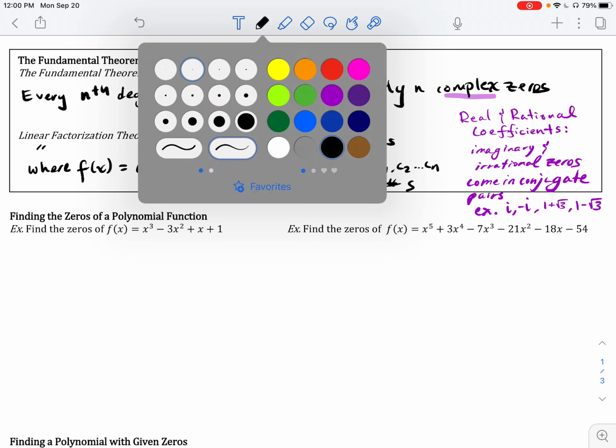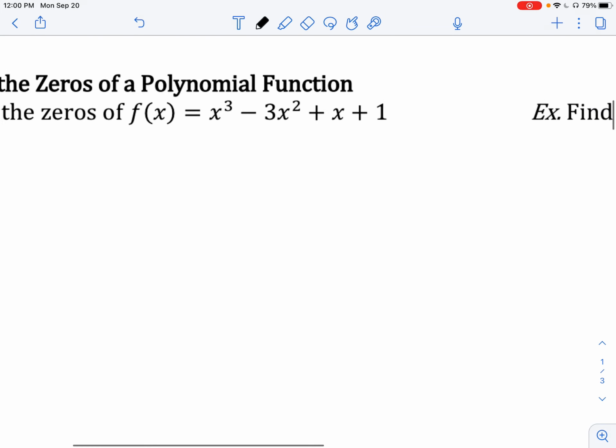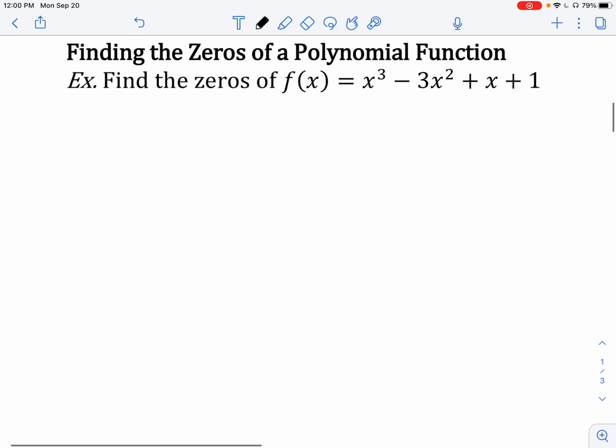So let's try a couple of these right now. Let's start with this first example here, where we're being asked to find all the zeros of this polynomial function. And the first thing I always ask myself is, can I factor this polynomial? At first glance, you might think that you might be able to factor this one by grouping, but if I factor out this x squared from these first two terms, I'm left with an x minus 3. So factoring by grouping isn't an option for us here.